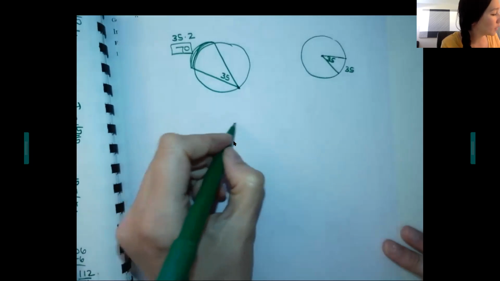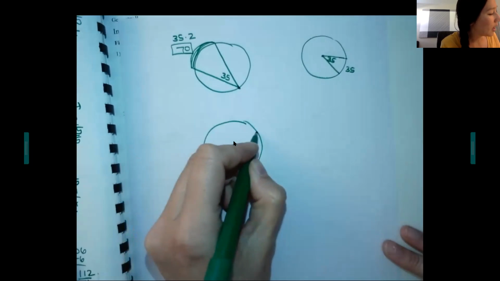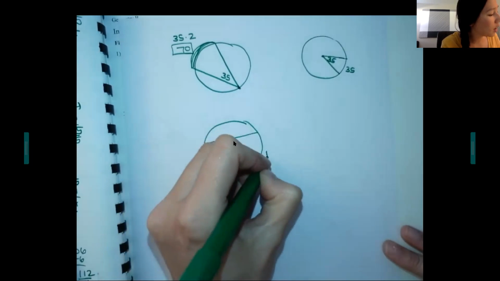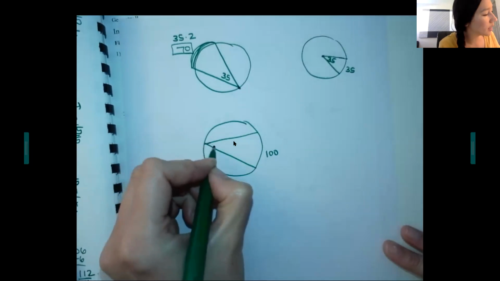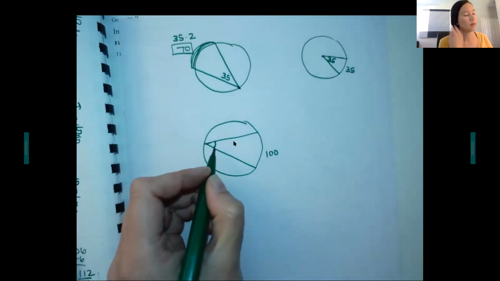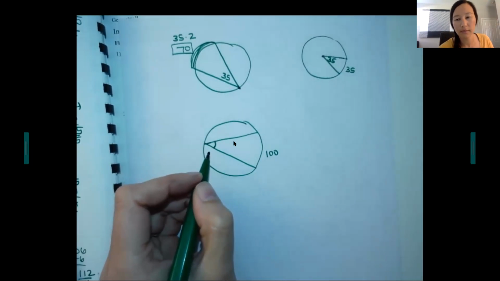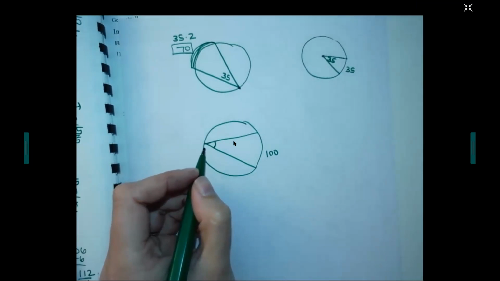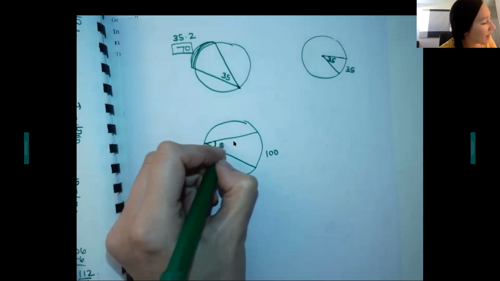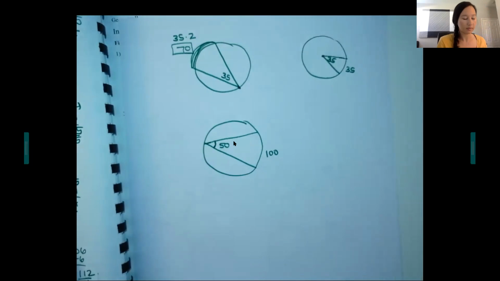Jaden, let's do another one. So what if this arc is 100? What's this angle going to be? 50? It's going to be half of that, right? It's going to be 50. Oh, okay.